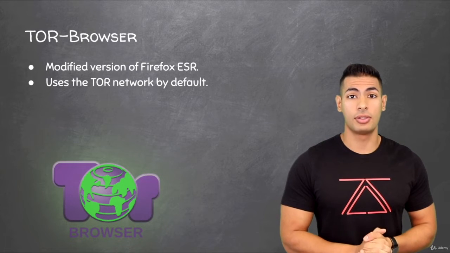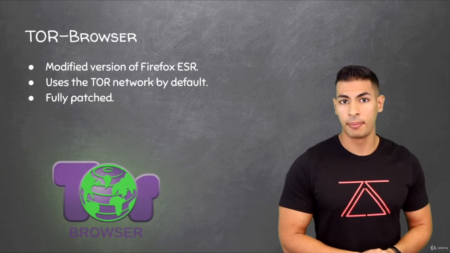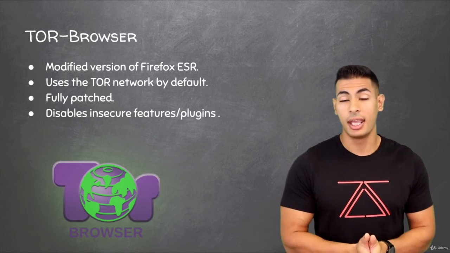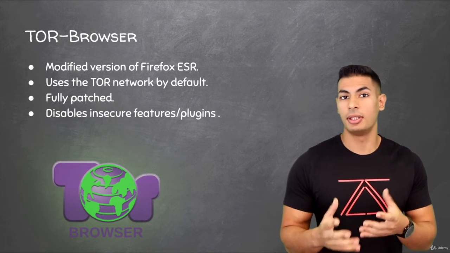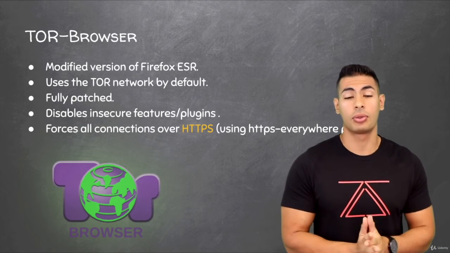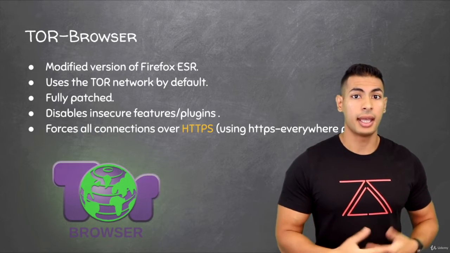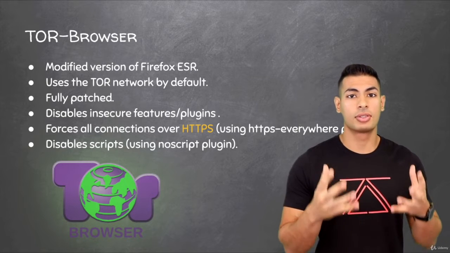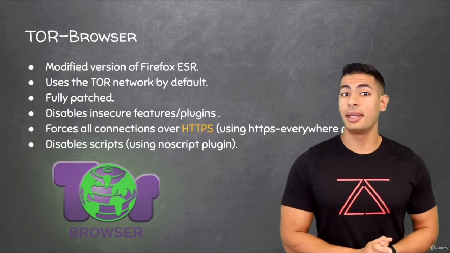Now, the browser itself is usually patched from all the known vulnerabilities to make sure that it is as secure as possible. It also comes with a number of plugins disabled to make it more secure and more private, and it also has a number of extra plugins to improve the privacy and anonymity of the user, such as HTTPS Everywhere, which forces HTTPS traffic through all websites, fixing the exit node problem that I spoke about earlier, and it comes with no JavaScript, which prevents JavaScript from running on websites because JavaScript can be used to de-anonymize you. So all in all, it's a pretty nice package.